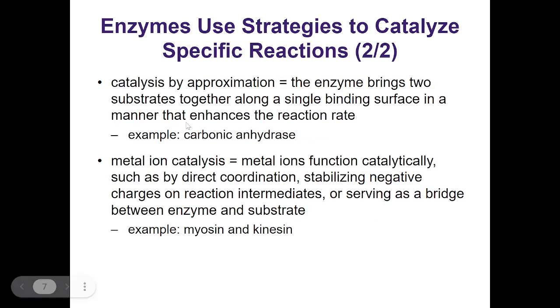Okay, the next one is going to be metal ion catalysis. Metal ions are going to function catalytically by several different mechanisms, but the most common ones are direct coordination, stabilizing negative charges on reaction intermediates. They can also serve as bridges between the enzyme and the substrate and allow electrons to be transported back and forth. Some examples of this are myosin and kinesin.